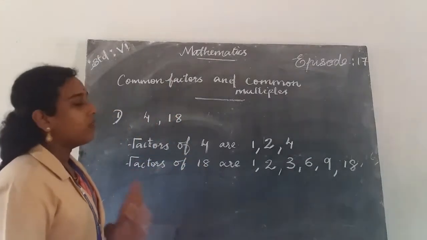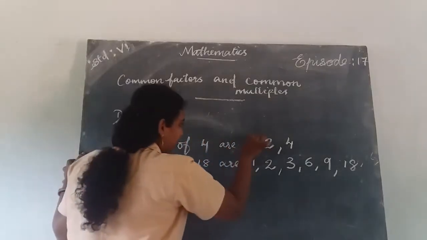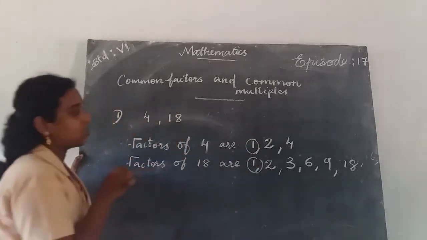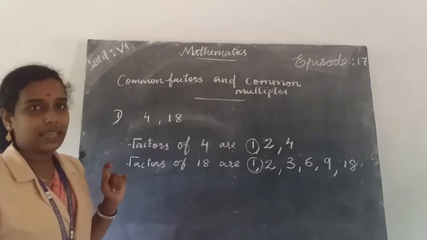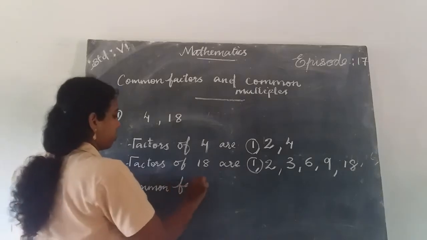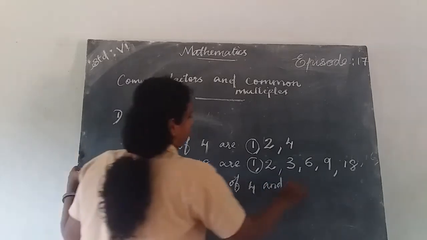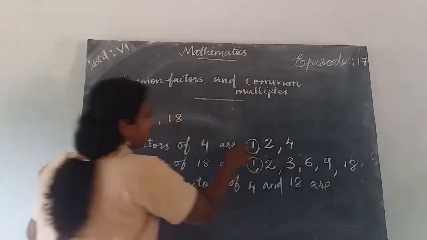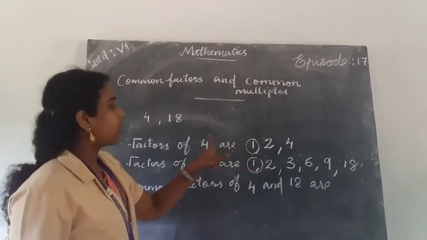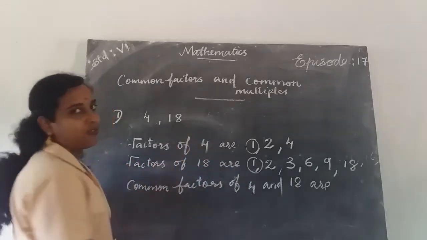Okay. So we want to find the common factors of 4 and 18. Here 1 is a factor of 4 and 1 is also a factor of 18. So 1 is a common factor of 4 and 18. So the common factors of 4 and 18 are, first one is 1. 1 is a common factor of 4 and 18 because 1 is a factor of 4 and also a factor of 18.